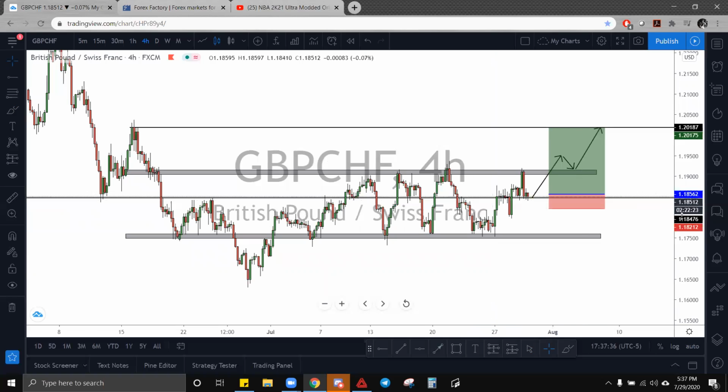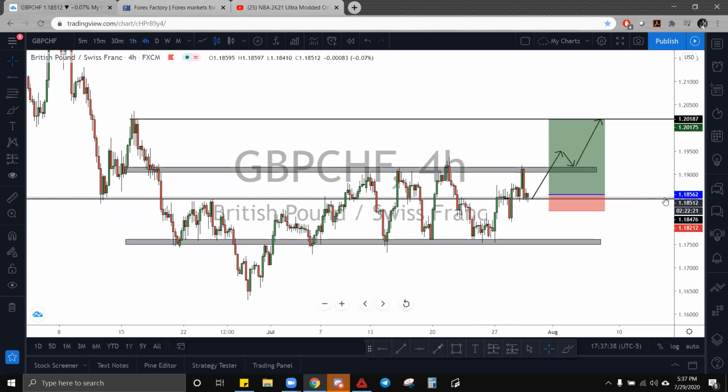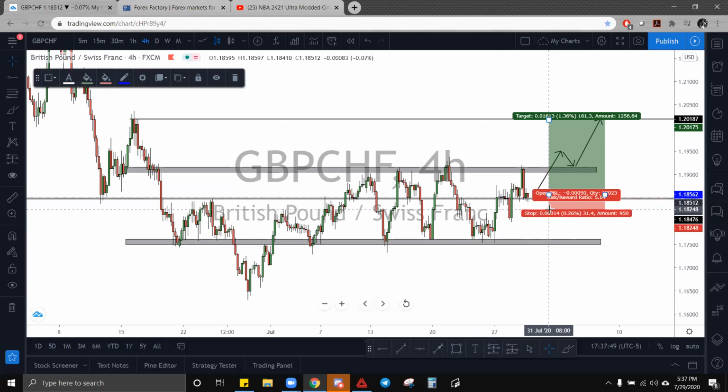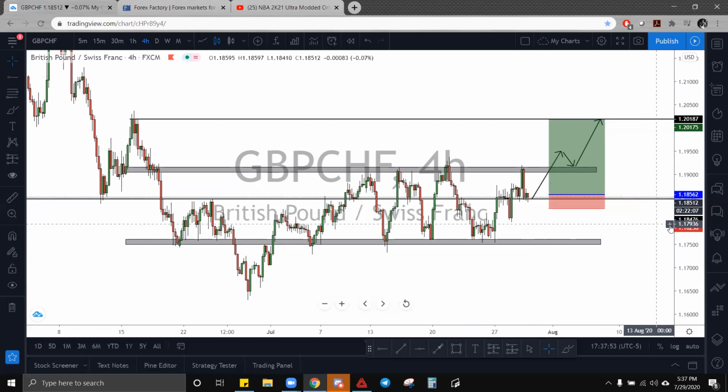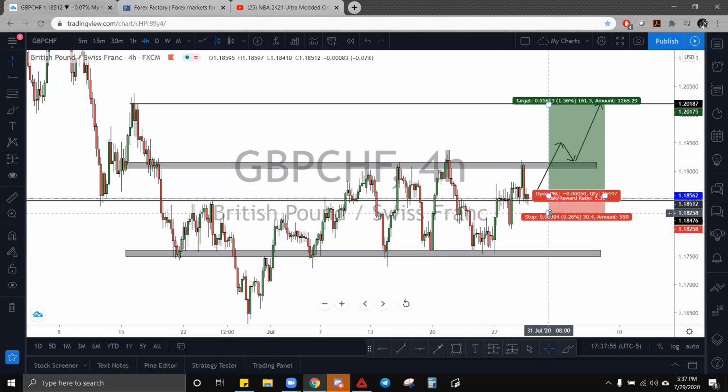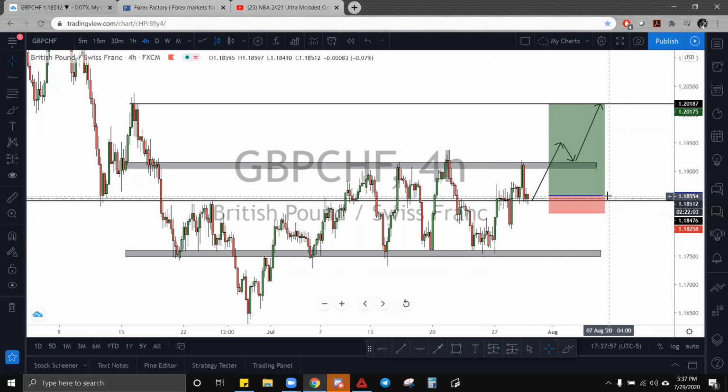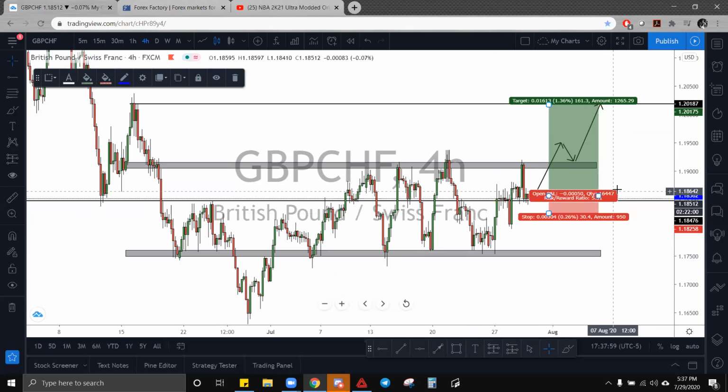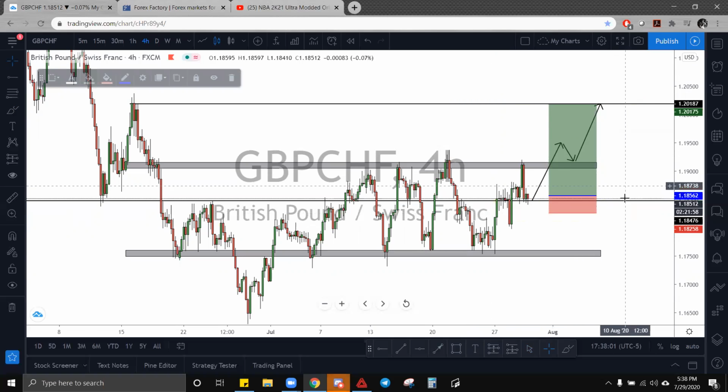Only a 35 pip risk, that's it. Very small. Yeah, that's actually small. To be honest, you could really risk 30, because if it comes into this region, the trade's invalid.